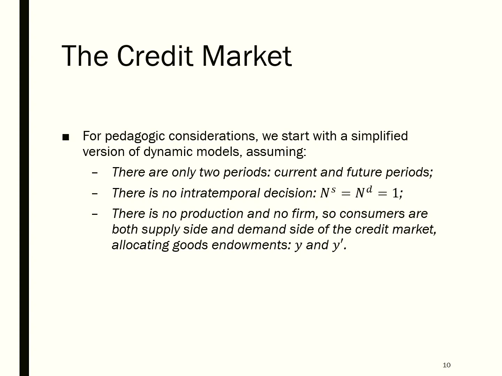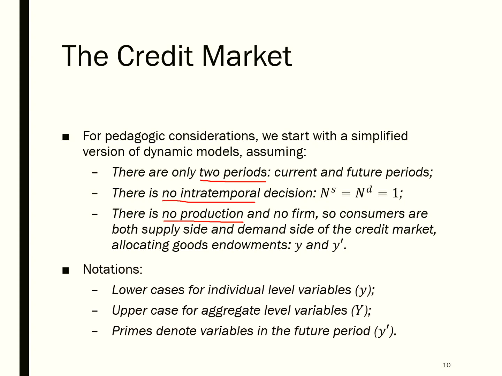To make our life easier, we are going to use the following notational conventions. Lower cases are used for individual level variables, such as small y. Upper cases are used for aggregate level variables, such as capital Y. A variable with a prime indicates that it occurs in the future, such as y prime.